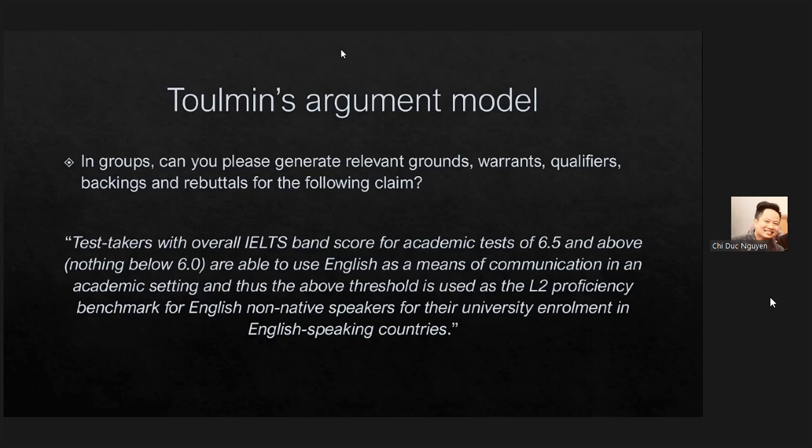Okay, I would like to start with group number 1. In group number 1, I have Hải Hà, Thảo Phương, Thu Thảo, Hải Yến, Đỗ Thảo, and Hạnh.